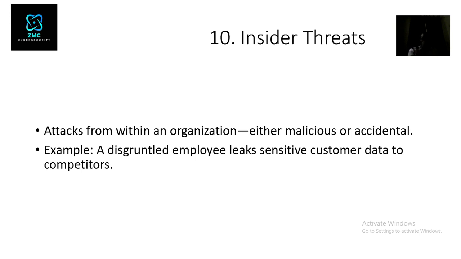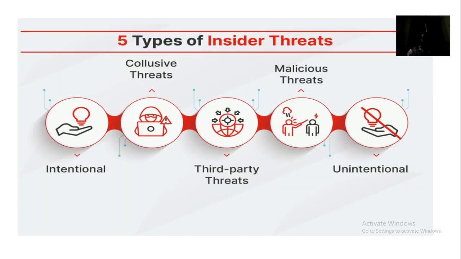Number 10 is insider threats. That's an attack from within an organization, either malicious or accidental. An example is a disgruntled employee leaking sensitive customer data to competitors, definitely for financial gain. These are types of insider threats, intentional or unintentional, or third-party threats. So you have collusive threats or malicious threats.